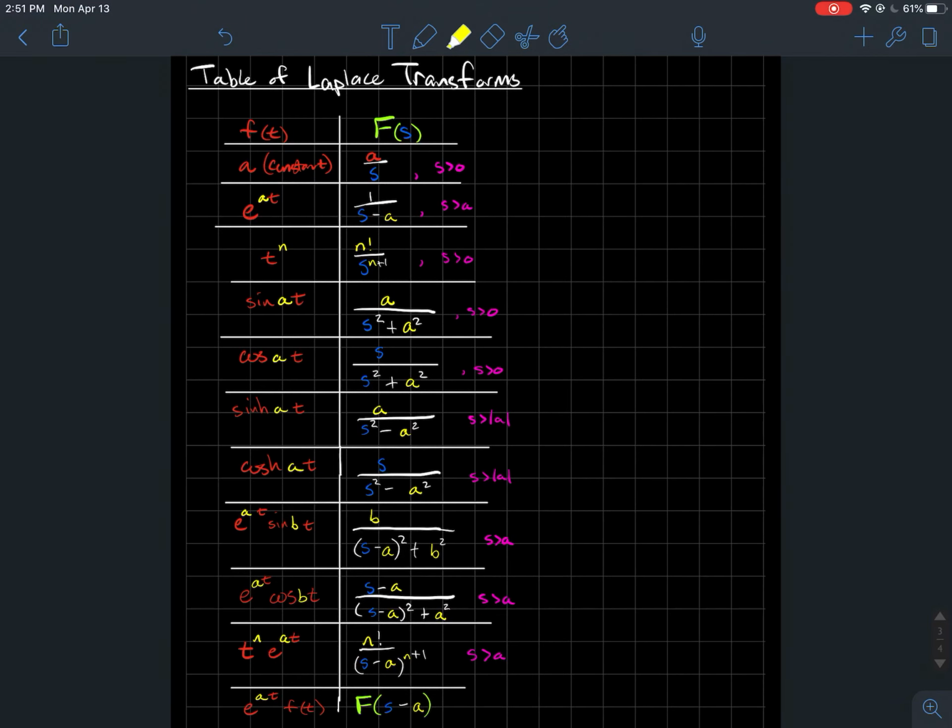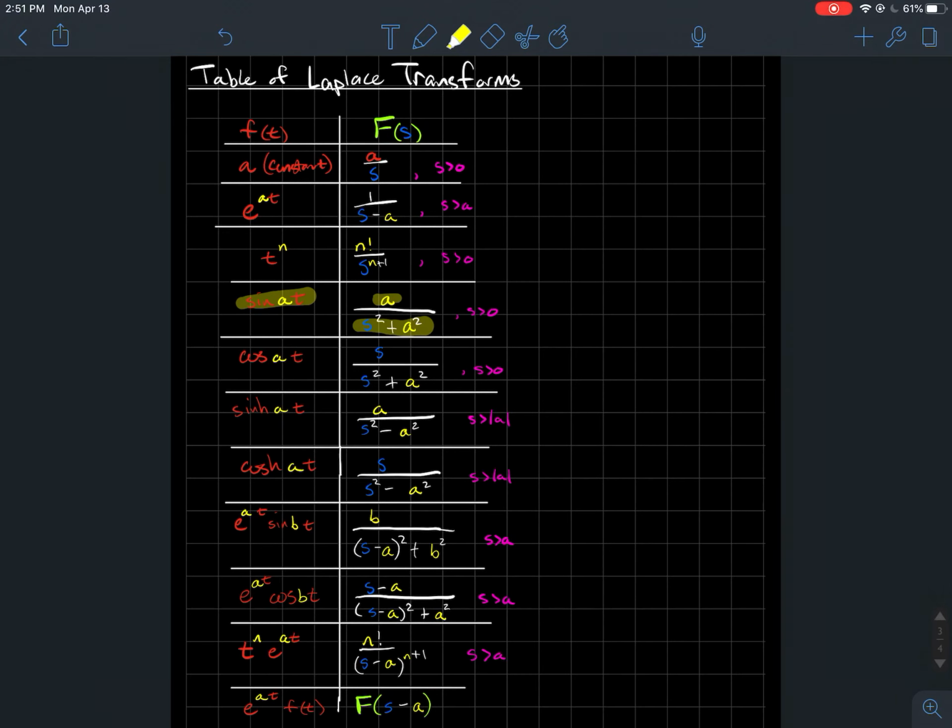So how should you read this? Like the Laplace transform of e to the at is just the fraction 1 over s minus a, and in pink I've included the domain of each of these. And again, some classes don't worry too much about that. But what have I got here? I've got sine of at, it should be a over s squared plus a squared.